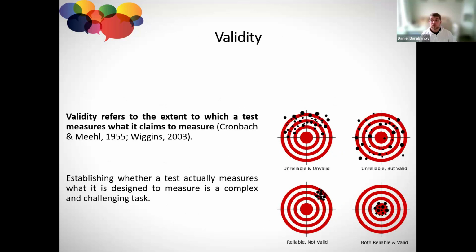So the second standard of evaluating measurement procedures in personality psychology and psychology in general is validity. Basically, the idea is very simple. The test you have should measure what it's designed to measure. So if you develop a test which should measure, for example, narcissism, it should measure narcissism, not extroversion, achievement motivation, or something else. Sounds simple, but how can you actually determine that the test you're using actually measures what it's designed to measure?